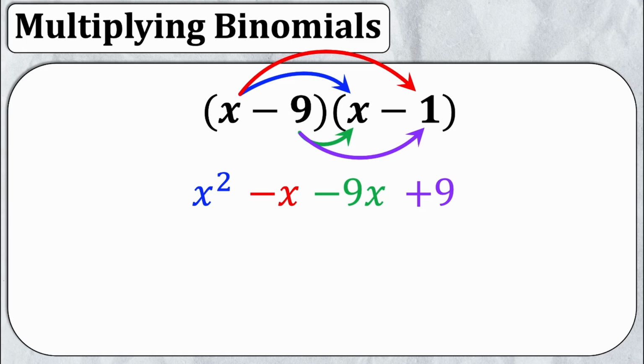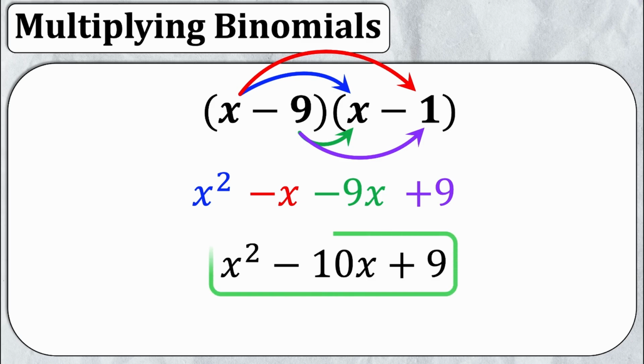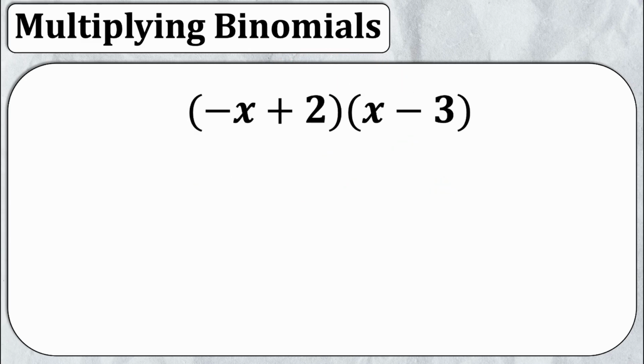Once again, those two middle terms can be simplified by combining them. So I will have x squared minus 10x plus 9. And that's my expanded version of this binomial. All right, let's go over one more example. Try to solve this one on your own before we solve it together. This one's a little bit trickier.